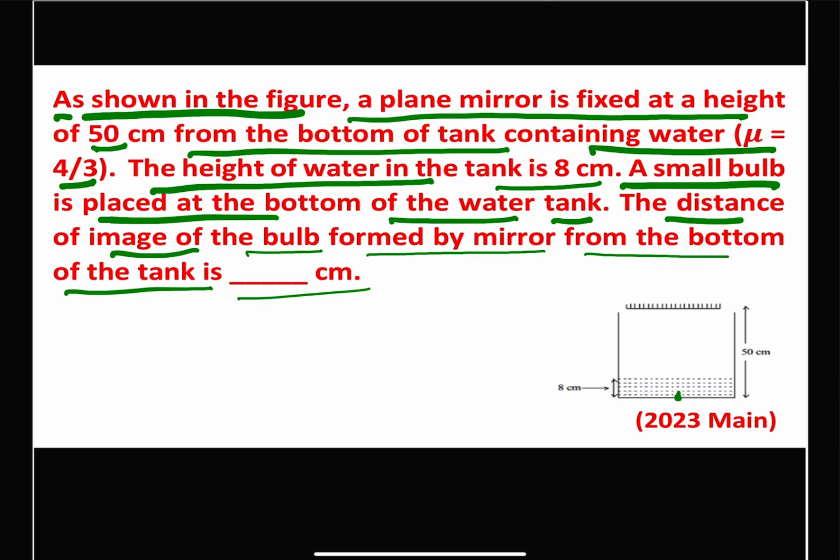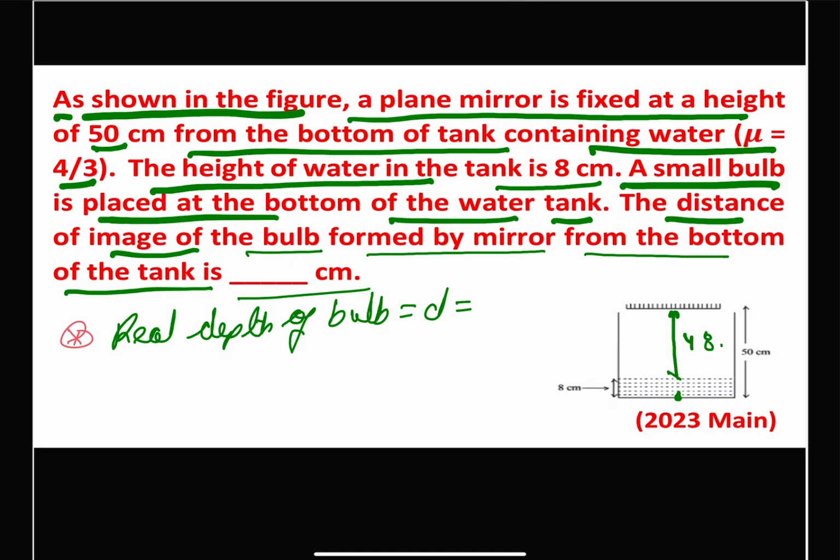So in this case, we have a total tank height of 50, the height of liquid water is 8, so this height will be our 48. And first of all, let us call the real depth, because it will involve a concept of apparent depth. So let us write that the real depth of the bulb, let us call this D, will be equal to 8 cm.